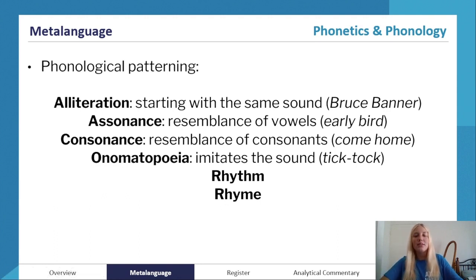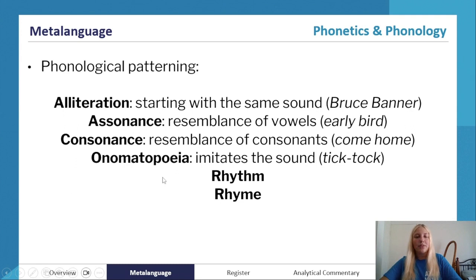Now, consonance is the resemblance of consonant sounds, not vowels. So come home. The M creates a similar sound, doesn't it? The OM in the middle, to be specific. And that's created by the consonant M.